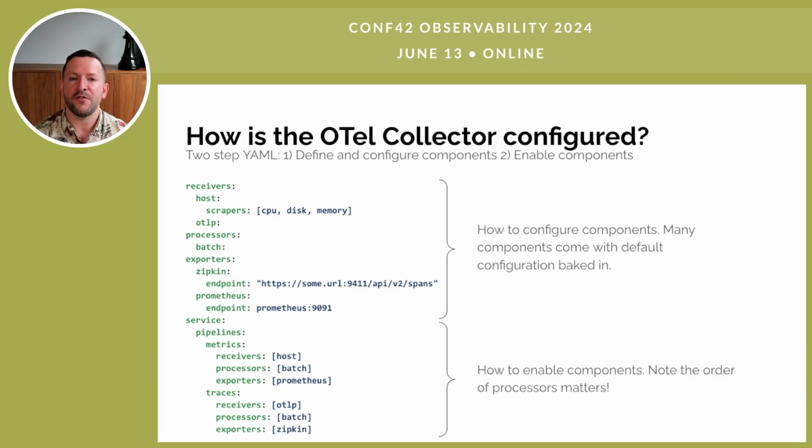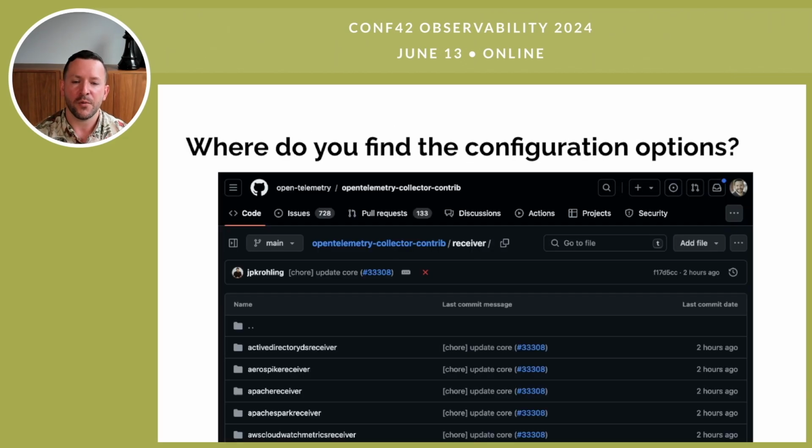These receivers are all defined within the GitHub repositories. So let's go ahead and look at those GitHub repositories. Where am I going to find out what all these configuration options are and how I can define them? We're going to go to the GitHub repo. That's why I talked to you a little bit about those distributions. Here we are in the contrib repository, and we're looking in the receiver folder, and you'll see that there are actually multiple receivers defined.